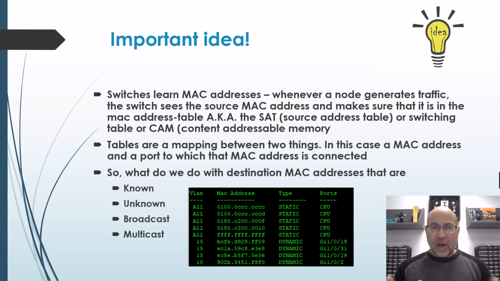Now we call it a MAC address table, but there are lots of names for it, right? It's a source address table. That makes it really clear which MAC addresses we care about. We also call it a switching table or a CAM, or content addressable memory.